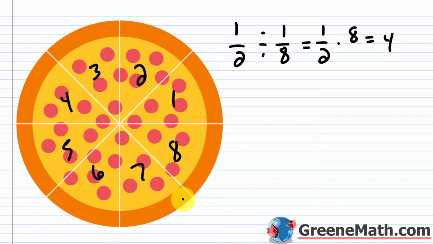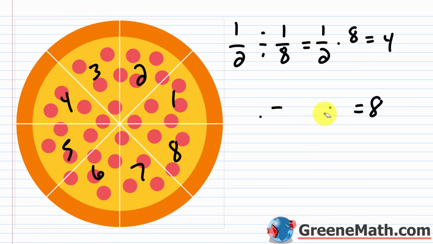If I was asking myself the question, how many groups of 1/8 would be in 1? It's 1 divided by 1/8. This would be 1 times, take the reciprocal of this, so it would be 8. So this is 8. And you can go through and count that. I have 1, 2, 3, 4, 5, 6, 7, 8 1/8 in this whole pizza.